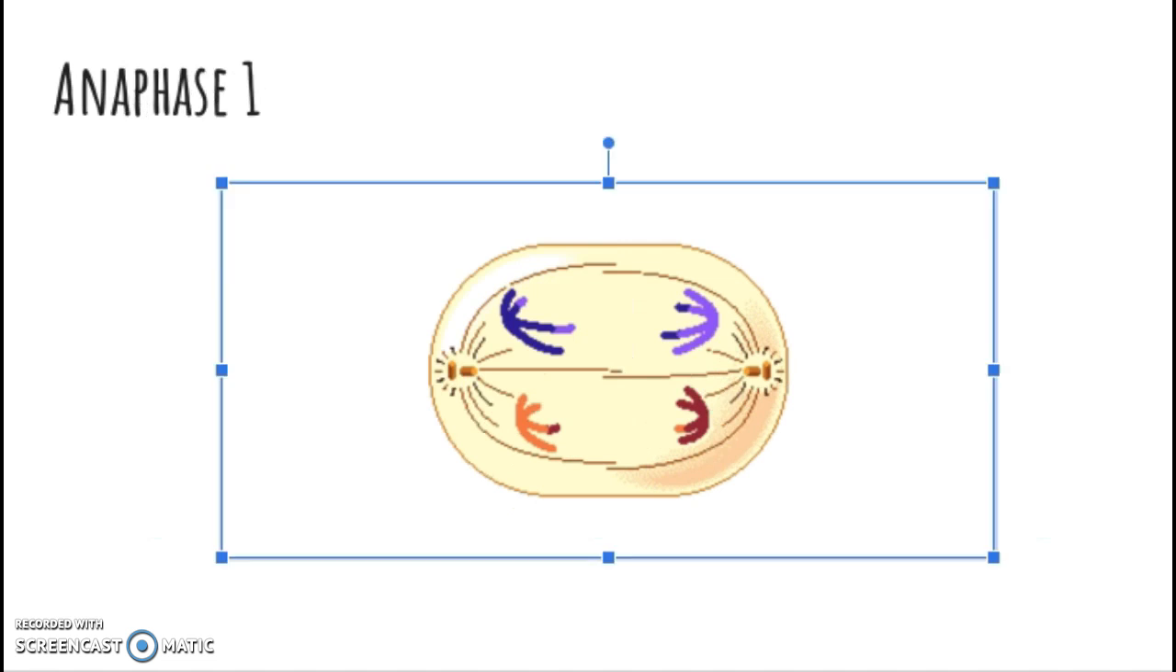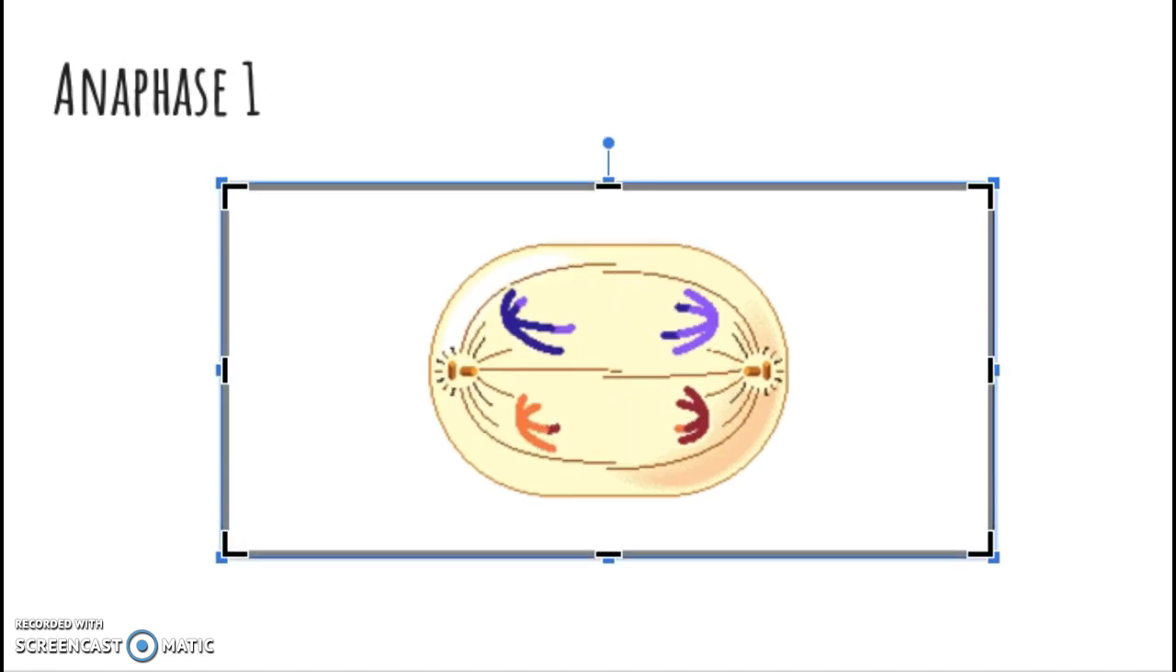Anaphase 1. The homologous chromosomes separate. As in mitosis, the chromosomes of each pair are pulled to opposite poles of the cell by the spindle fibers. But in meiosis, the chromatids do not separate at their centromeres.